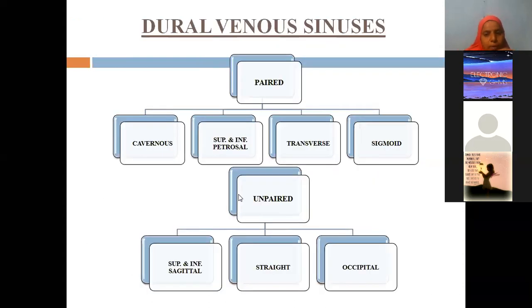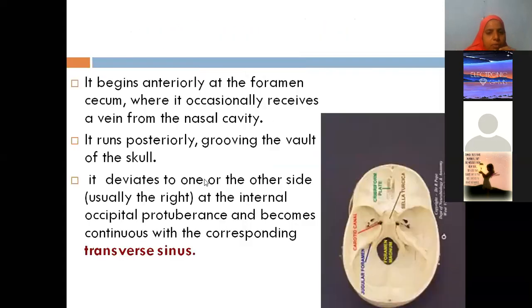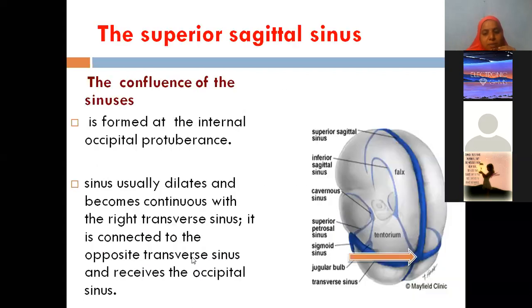So that is what is written here. It runs posteriorly, grooving the vault of the skull. Okay, it deviates either to the right or left side, but of course in the midline only a slight deviation, like we find with the nasal septum. Okay, and it is going up to the internal occipital protuberance. And it becomes continuous with the transverse sinus.